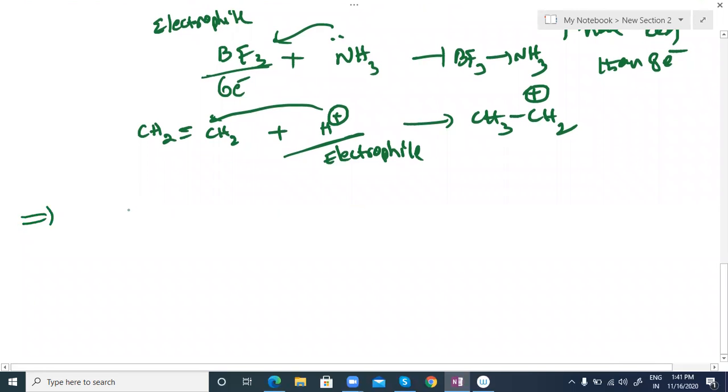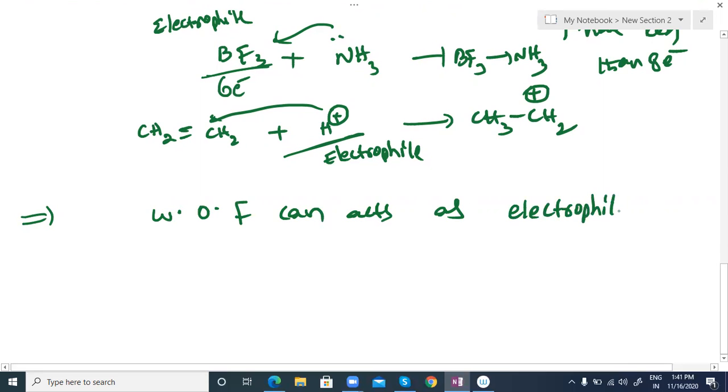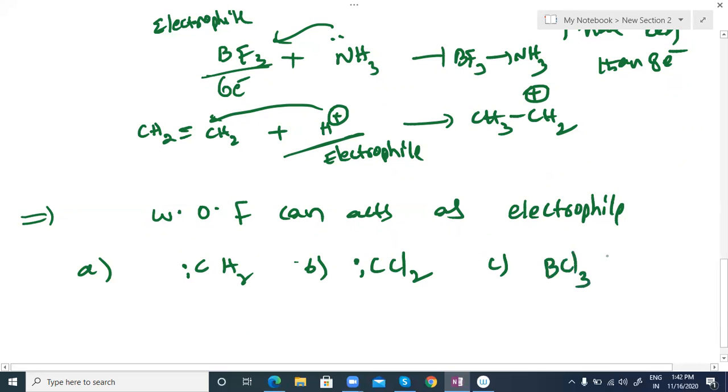So you can check it here. Which of the following can act as electrophiles? For example, option A, I have given here CH2. Option B, CCl2. Option C, you can take BCl3. Option D, you can take H2O.